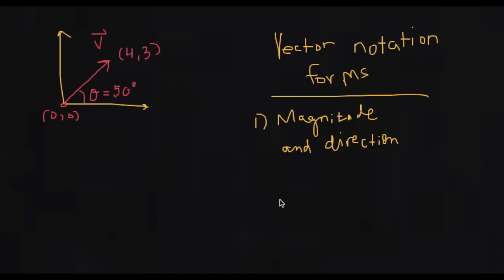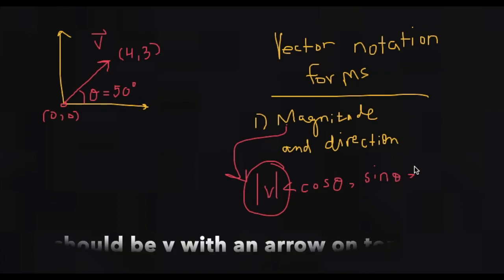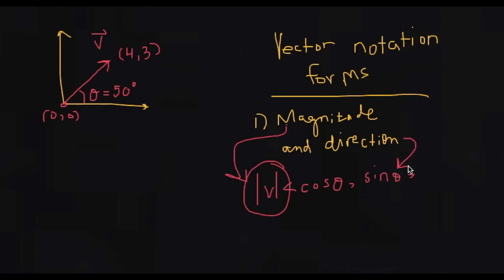If we were writing a vector out using the magnitude and direction method, we would write it out like this. These absolute value signs, these parallel lines next to the vector v, or it could be called a, b, c, whatever your vector is called, these lines mean the magnitude of the vector, and the direction is going to be given by cos theta and sine theta. Sometimes you might see it written with double parallel lines.